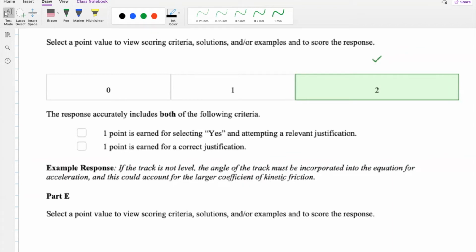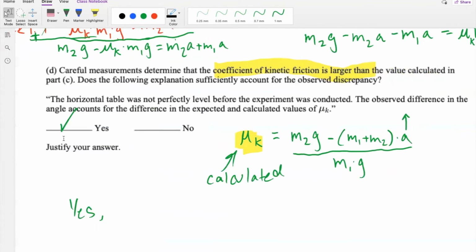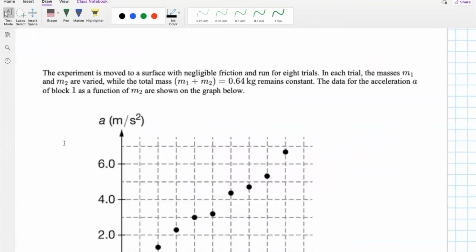So they're not even telling us whether it was tilted towards it or against it. We don't even have to explain that the acceleration there would be larger to yield a smaller calculated value. So more than anything, we just have to say yes, because the angle of the track would just have to be incorporated into the equation to accommodate that. Okay. So let's go ahead and look at the next portion here.